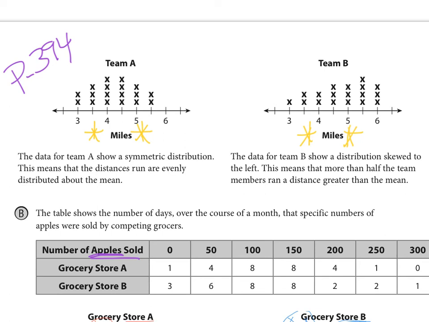So on page 394, we can look at their dot plots. Notice that Team A is even and pretty symmetrical, while Team B's is clearly skewed off and to the left. Evenly here, and distance skewed to the left. Give B a shot. Create your own line plots, and then we'll pick up in just a second.